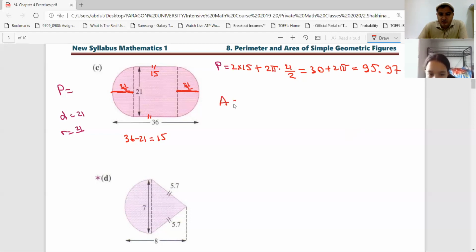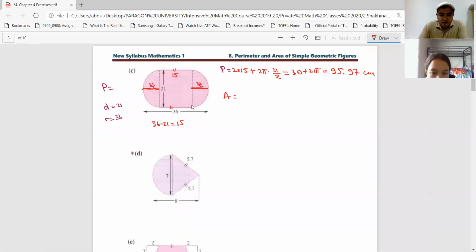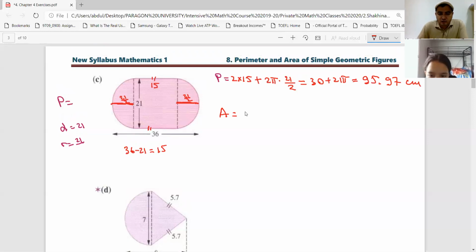And how about the area, Shahina? Area is semicircle plus semicircle. That is just one circle, right? So that's equal to pi r squared plus, and how about this part? It's just a rectangle. Width times length. Width is equal to 21 times, how about length? It is 15. So here we have pi times r squared. What is r squared? r is 21 over 2. So here we have pi times 21 over 2 squared plus 21 times 15.